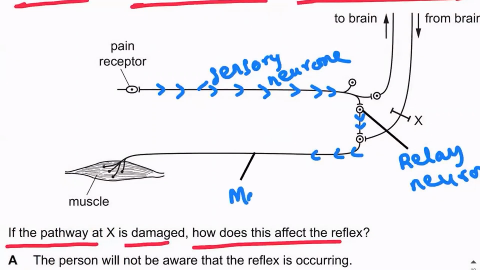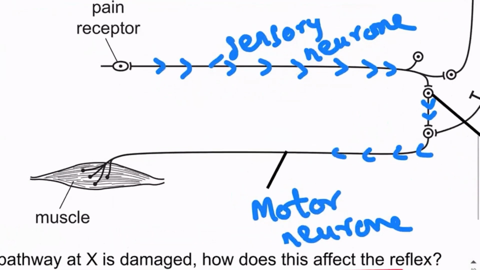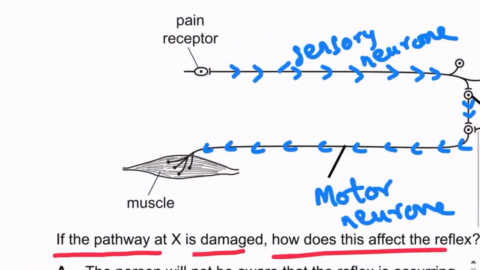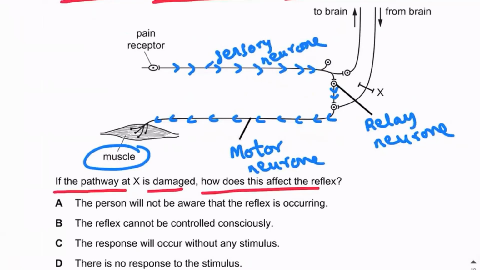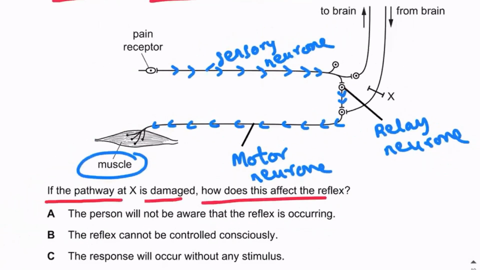Motor neuron carries the electrical impulse from the relay neuron to the effector, which could be a muscle or a gland. So this motor neuron is carrying the electrical impulse from the CNS to the effector, in which case this is the muscle. Why? Because the person needs to withdraw the hand or withdraw some part of the body because of the pain, right? So I hope you guys understood the reflex arc.